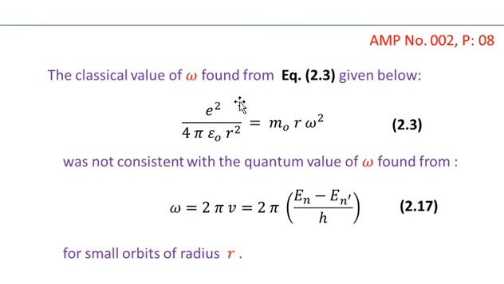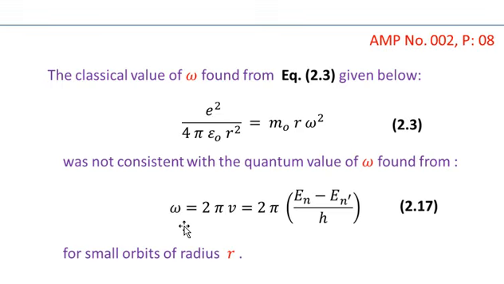The classical value of omega found from equation number 2.3 is given below. You see that this expression gives you the classical value of omega, where omega is a continuous parameter. And this is what we have found from equation number 2.3, and equation number 2.3 is reproduced over here. So this omega was not consistent with the quantum value of omega found from over here, for small radius of orbit r.